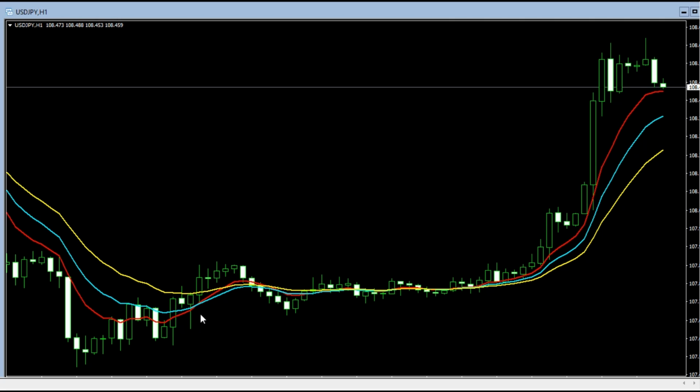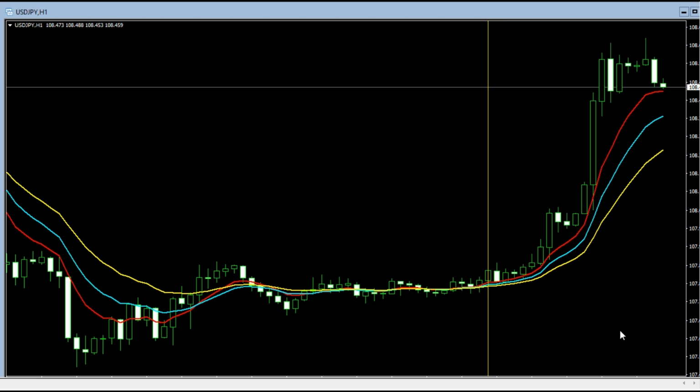Okay, here we see when the moving averages are together, we don't do anything. We wait until we see. If we are going to go long, we'll see the red moving average above the blue and the yellow moving average. So on this candle, let me put a line here. On this candle, we get the signal that the red moving average has gone above the blue and the yellow.